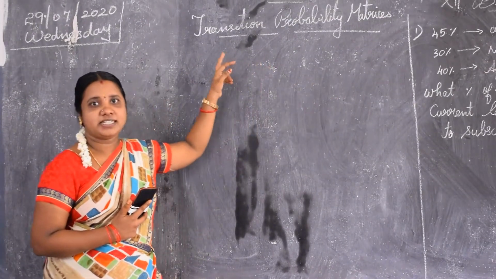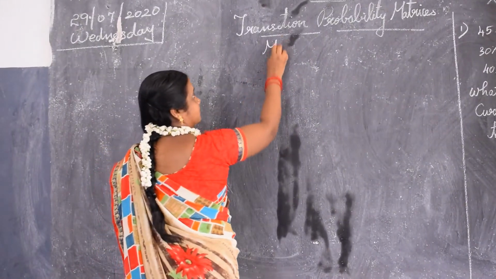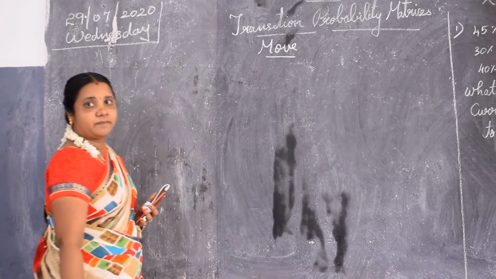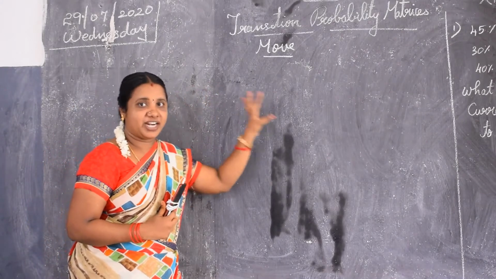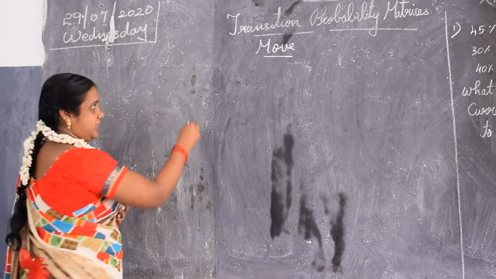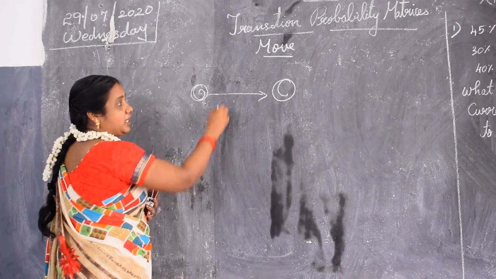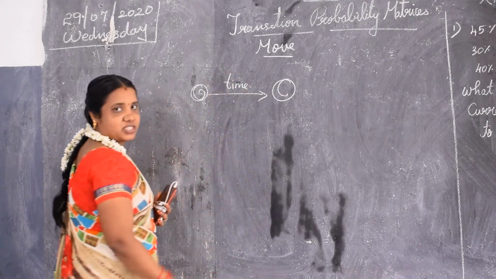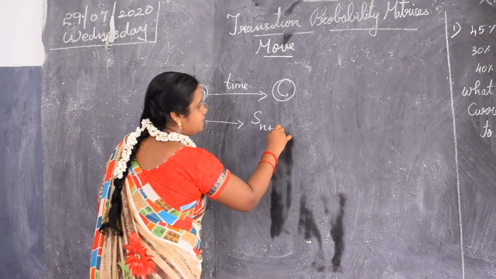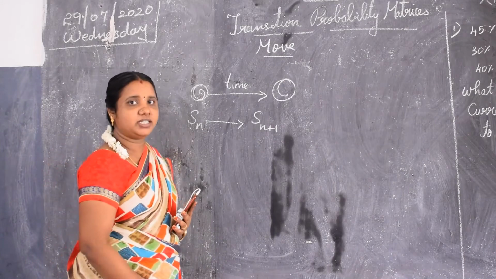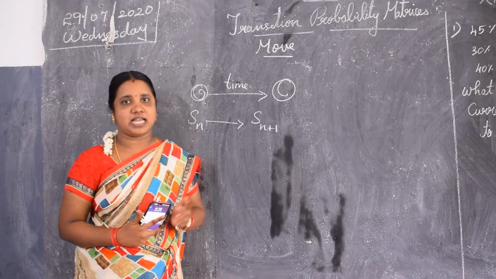What is our topic? Transition probability matrices. That means transition means movement. The occurrence of one event moving to another event in a particular unit of time is known as transition. That means in the state of Sn, it moves to state of Sn plus 1. This movement we can relate to the probability distribution. This probability distribution is known as one stage transition probability.